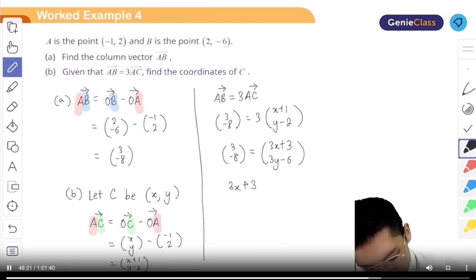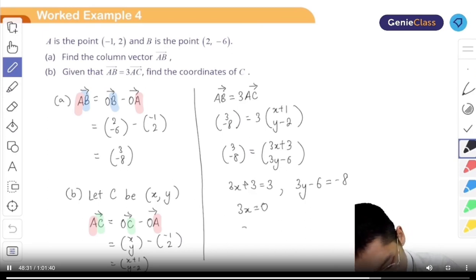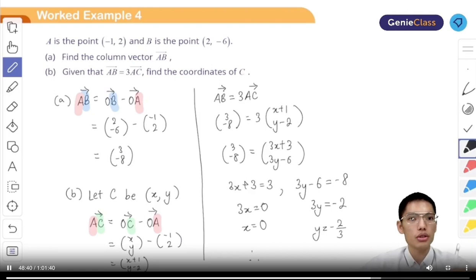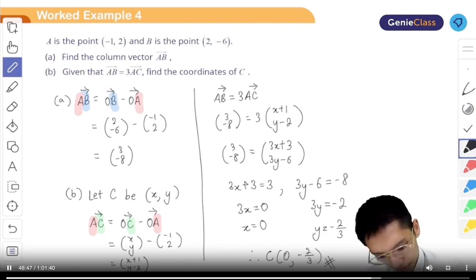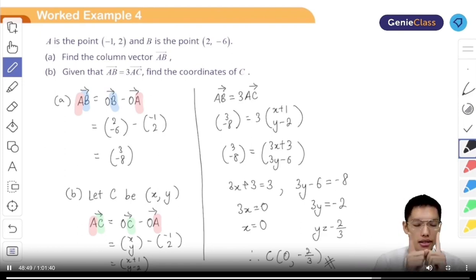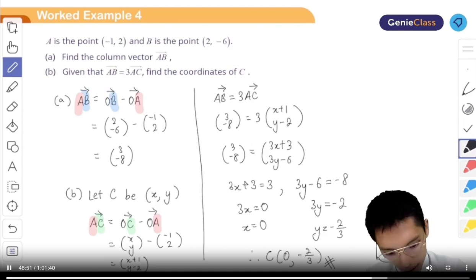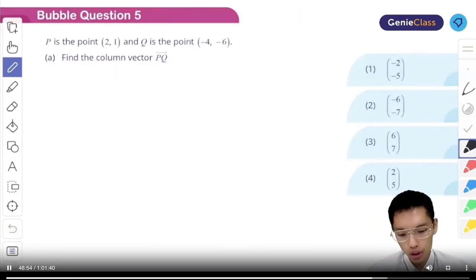I'll go through with you, Denise, during the Q&A later. Equals to 3. 3y minus 6 equals to minus 8. Okay, so I have 3x is equals to 0. X is equals to 0. 3y is equals to minus 2. Y is equals to minus 2 over 3. Henceforth, take note, they want coordinates. So summarize for them. C is 0 and minus 2 over 3. Alright, makes sense? Alright, I hope this is clear because let's simplify for bubble question 5.